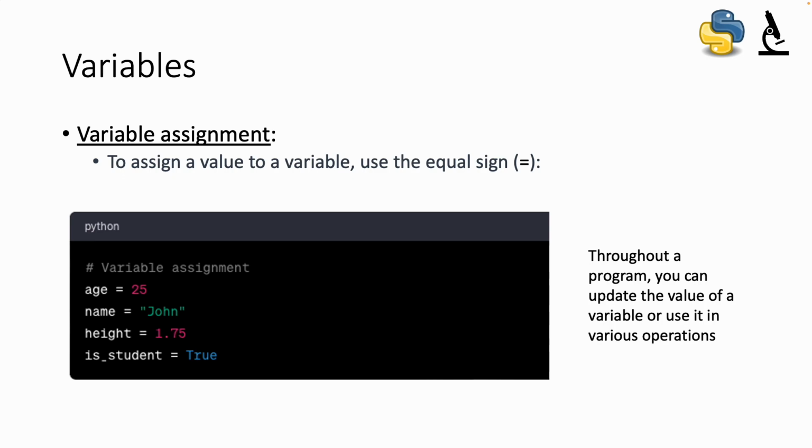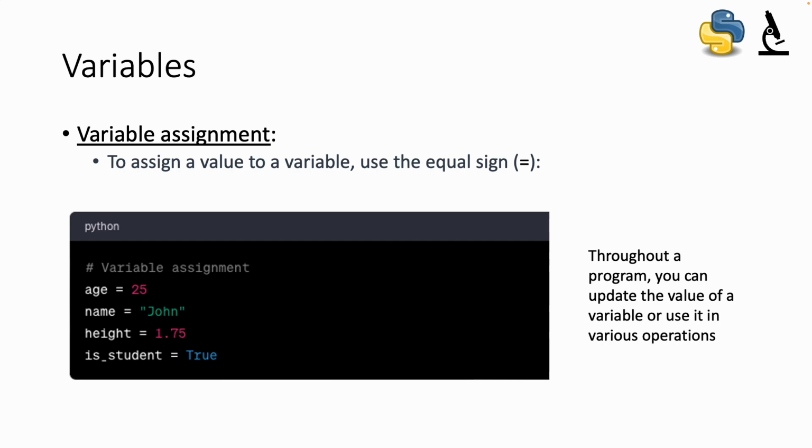How are variables declared? To assign a value to a variable, use the equal sign as shown here. For example, age is equal to 25, name is John, height is 175, and is student is true.